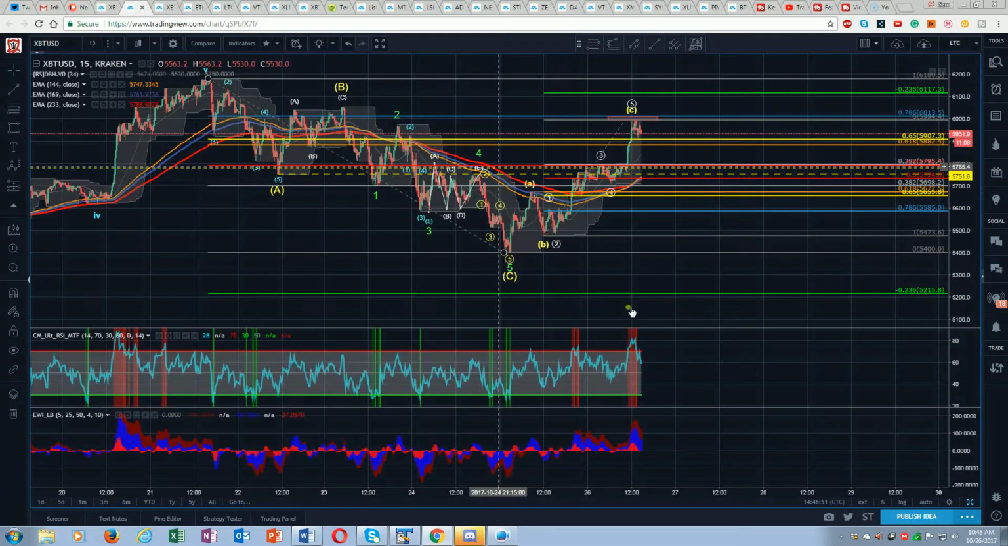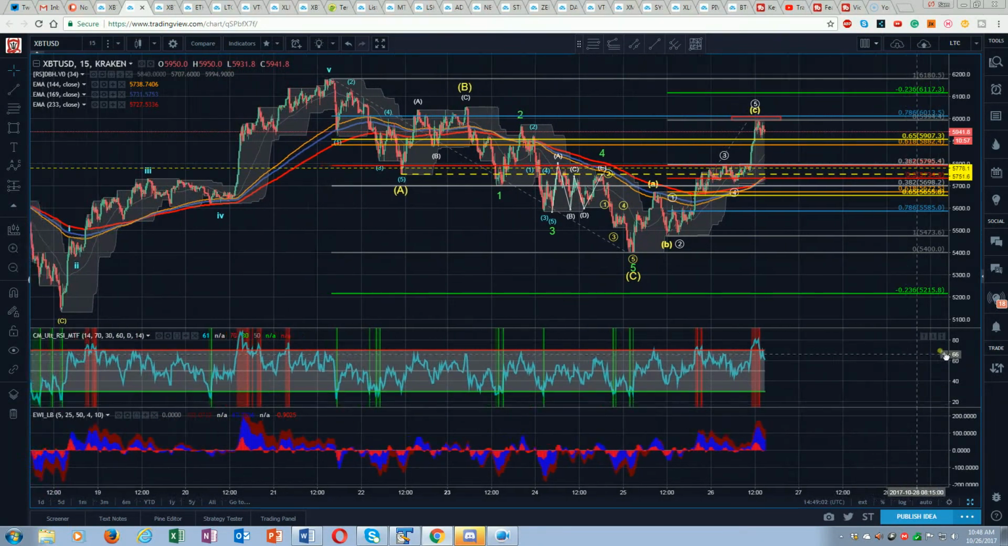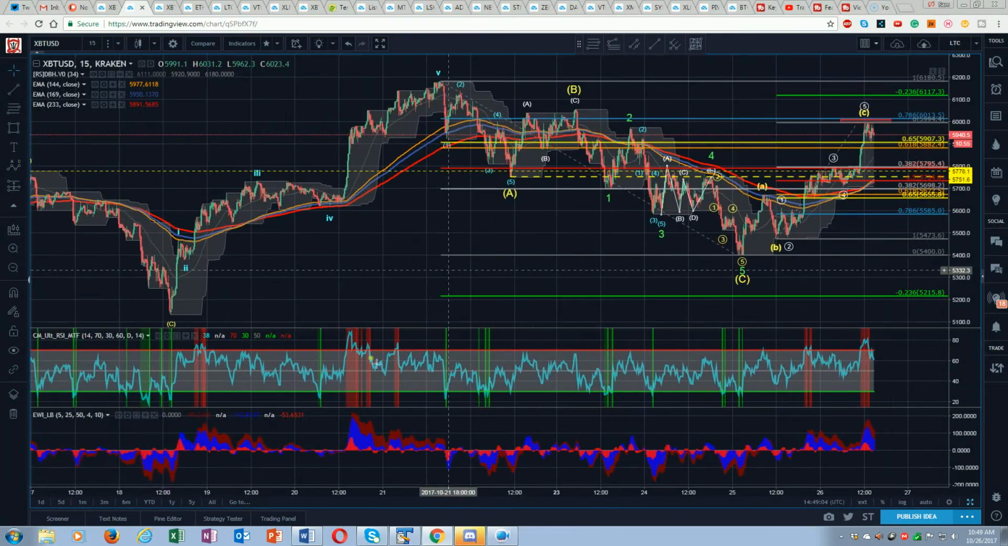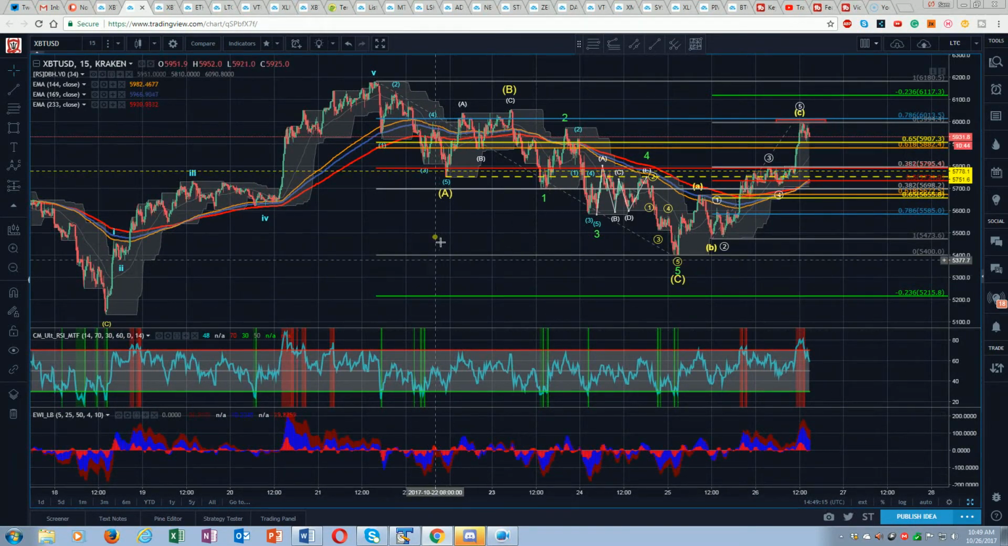And I'm going to look, any help here in the oscillators? Well, we certainly got hot on the RSI. We don't have divergence yet here. If you look to the left here, if I put the crosshairs on it, we're not quite to that high. So we're softening a little bit. It wouldn't surprise me to see a pullback here.